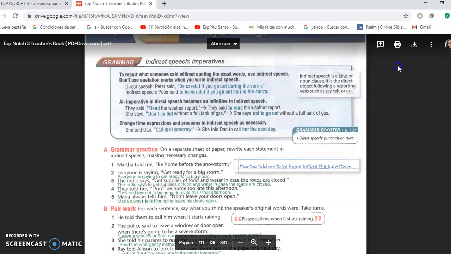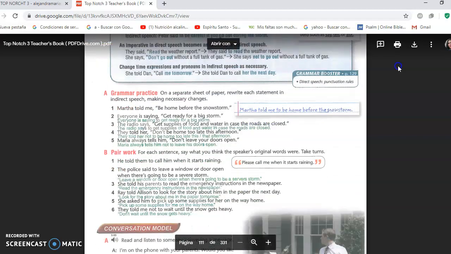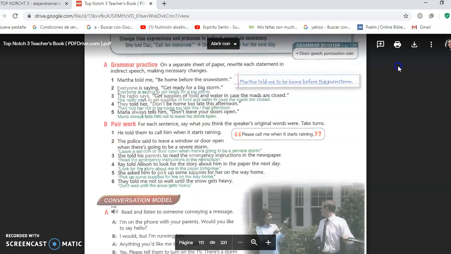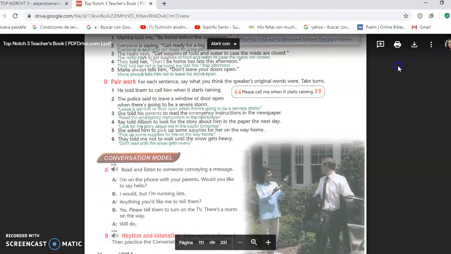Okay, so here you have examples of how to work with indirect speech imperatives. This is very easy and very nice. You can check out the pair work. For each sentence, say what you think the speaker's original words were. Okay, you're going to use this 1, 2, 3, 4, 5, and 6. And you're going to check them out to understand.